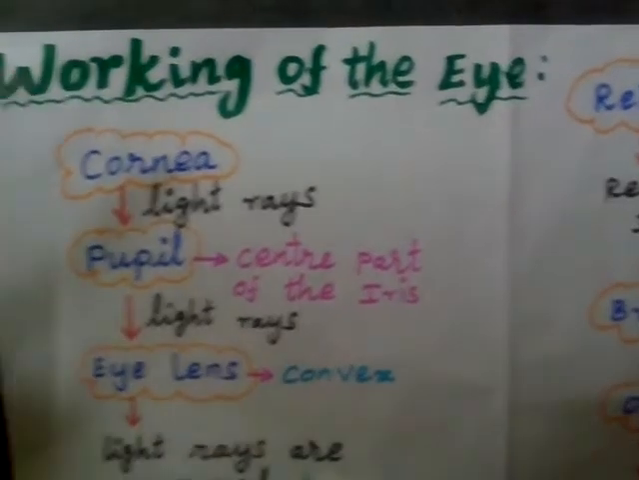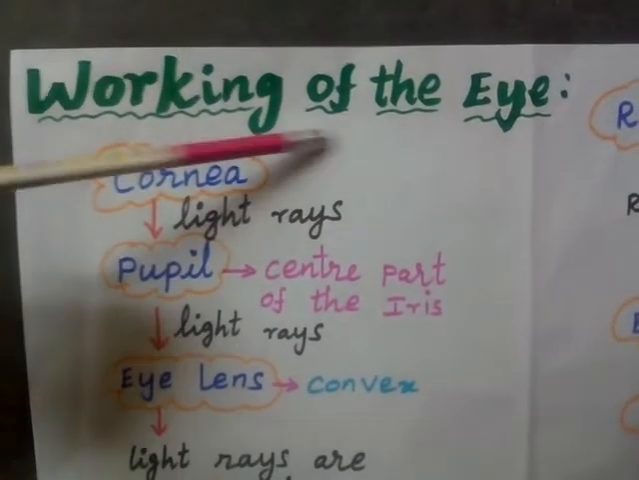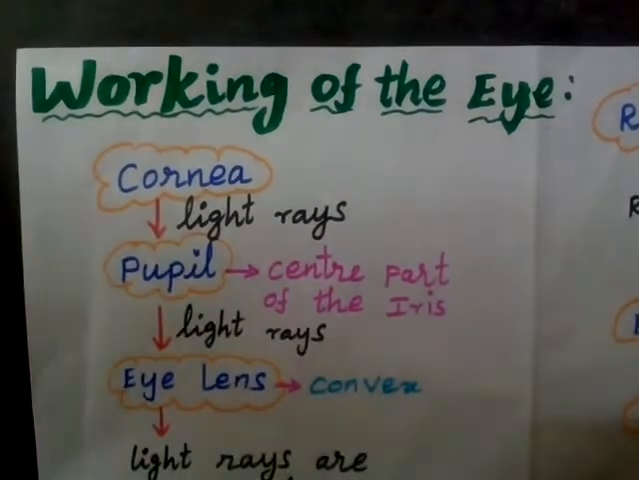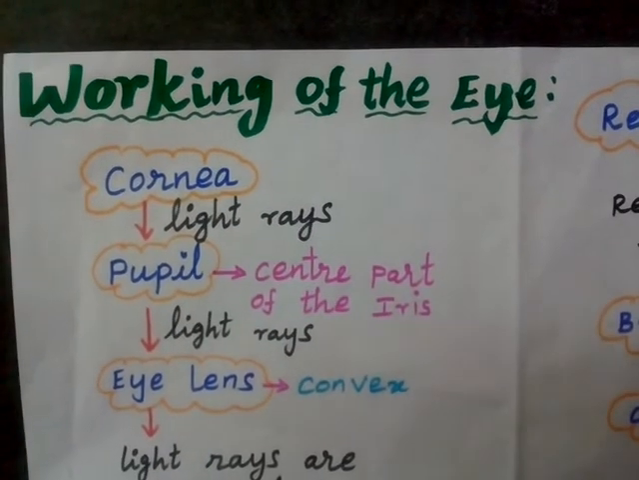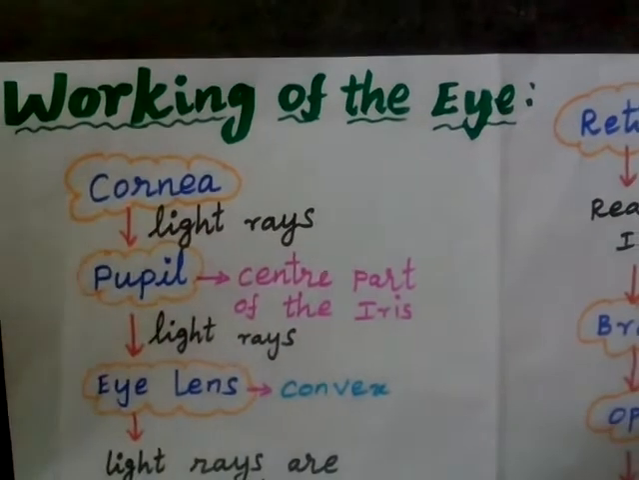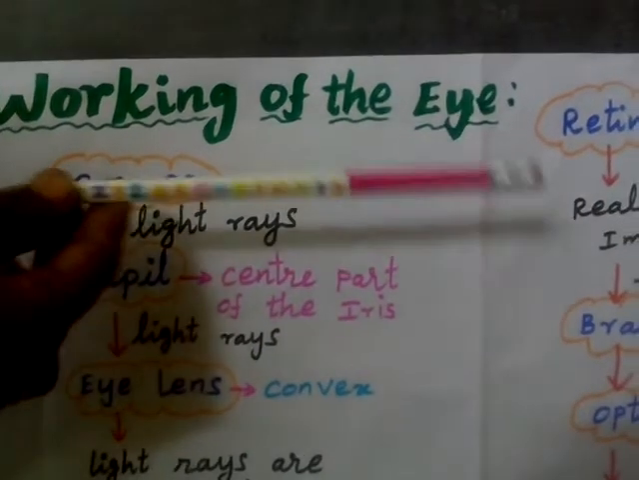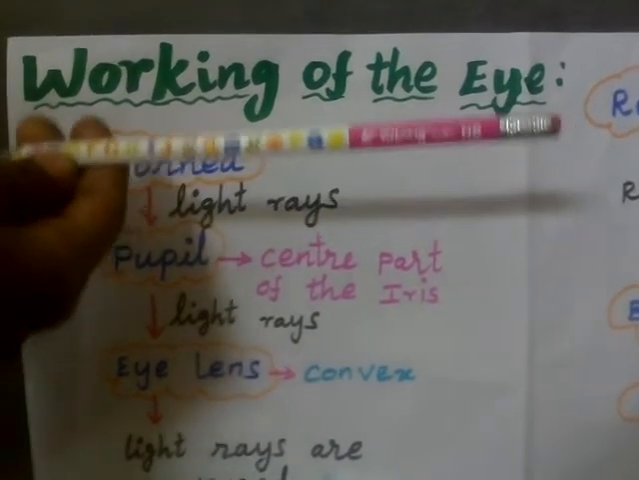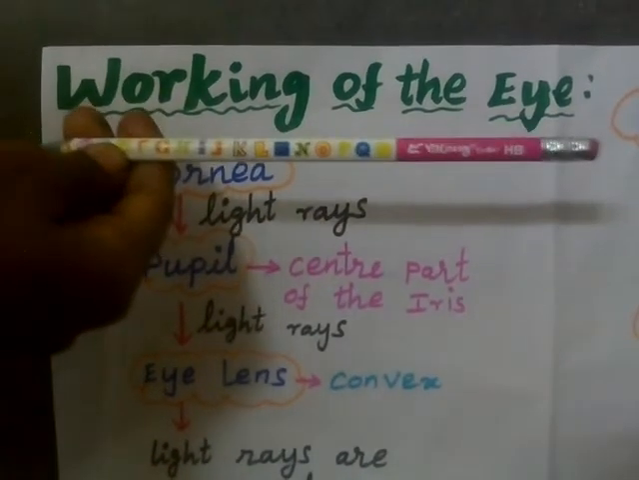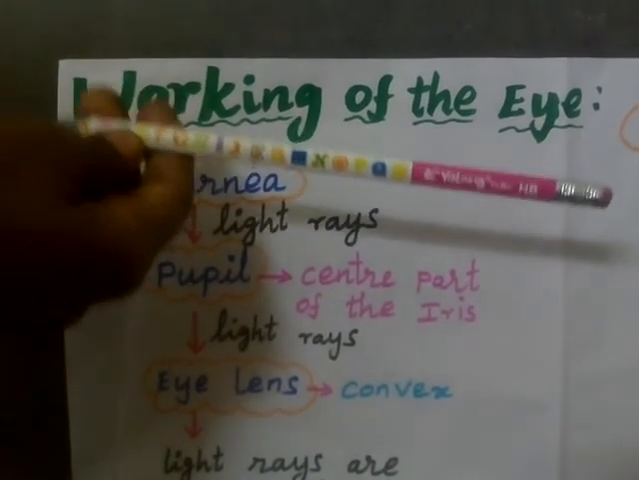Now I am going to teach about the working of the eye. From this topic we are going to learn how the human eye works. This pencil is one of the objects. How can we see? With the help of our eyes, we are able to see the object.